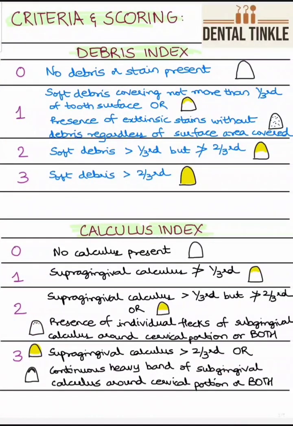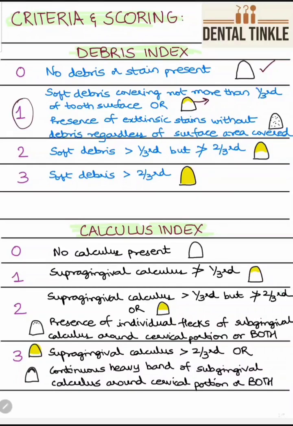So for the debris index, 0 means no debris or stain is present on the tooth, whereas 1 score is given when the soft debris is covering not more than 1/3 of the tooth surface, or if you see any extrinsic stains on the tooth surface. So these extrinsic stains can be present on the tooth surface regardless of the surface area, which means you may see stains only on the 1/3 of the tooth surface, or the stains may cover the whole tooth surface, but the score still is 1.